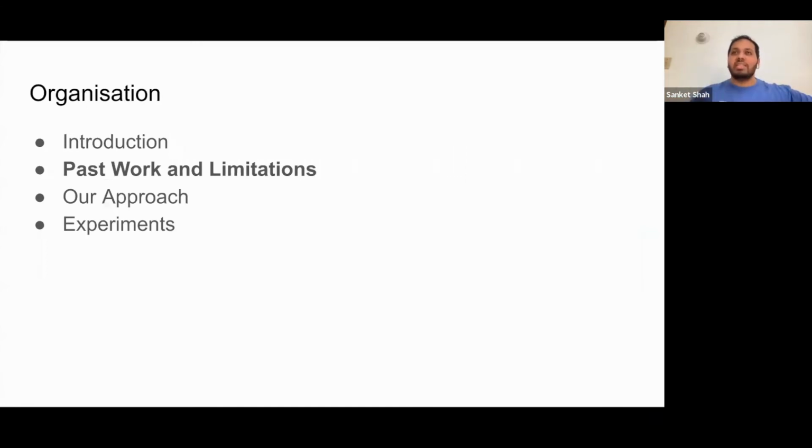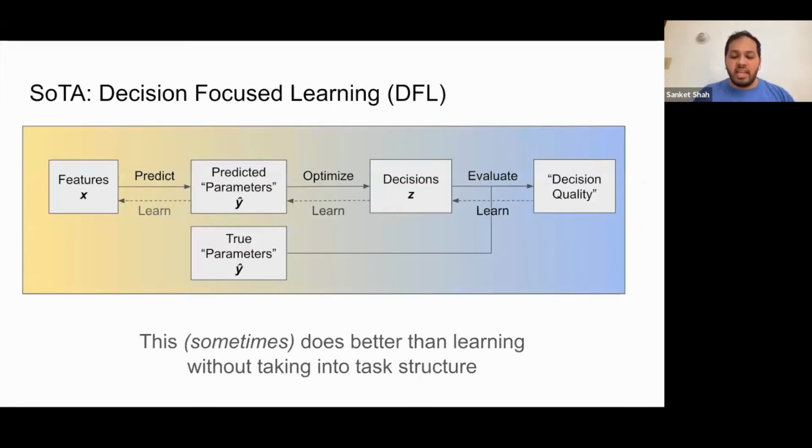And how do people do this smart predict and optimize or decision focused learning? The state of the art is to take these two halves, predict and optimize, and push them together into an end-to-end pipeline. So we have predict and then optimize. And the way to learn a predictive model is to pass the gradients end to end from the decision quality all the way through the decisions to the predicted parameters. And what a lot of papers have shown is that for certain kinds of problems, this is a good idea. You can do better by taking into account task-specific information.